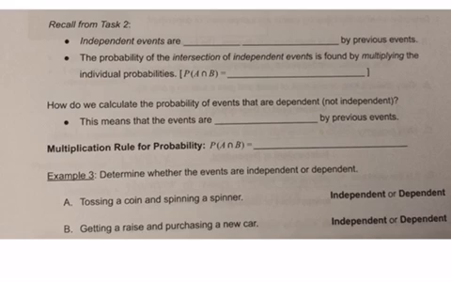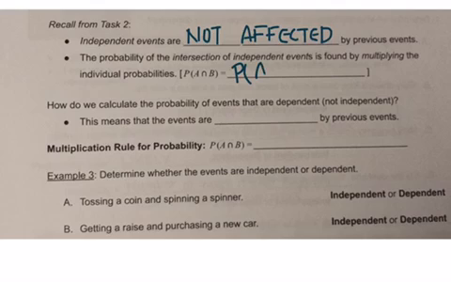So again, let's recall from Task 2 what independent events are. Independent events are not affected by previous events, okay? If we know something's occurred, it's not going to affect the probability of another event. So flipping a coin, each flip of a coin is independent of the next. The probability of the intersection of independent events is found by multiplying the individual probabilities. So the probability of A intersect B, or A and B, is simply the probability of A times the probability of B.